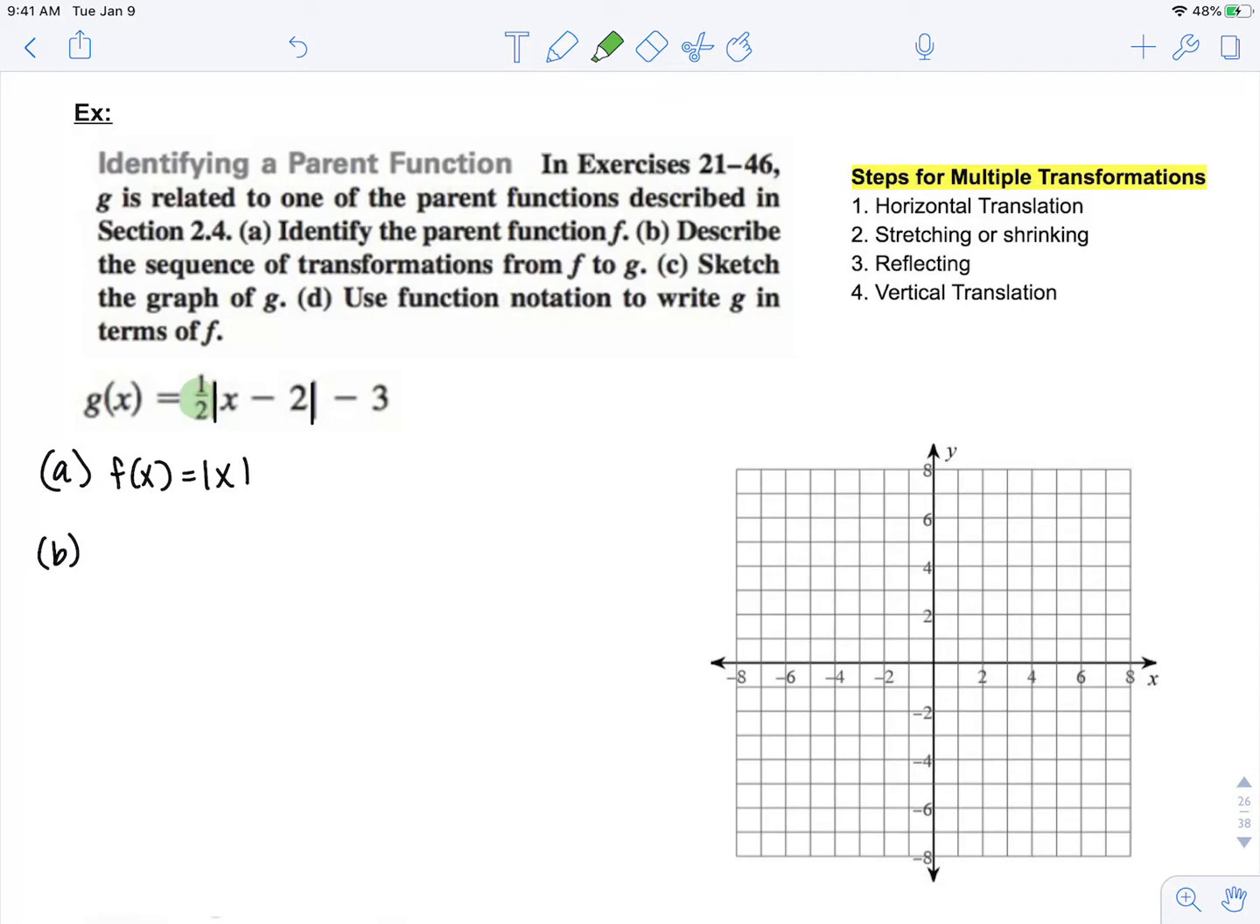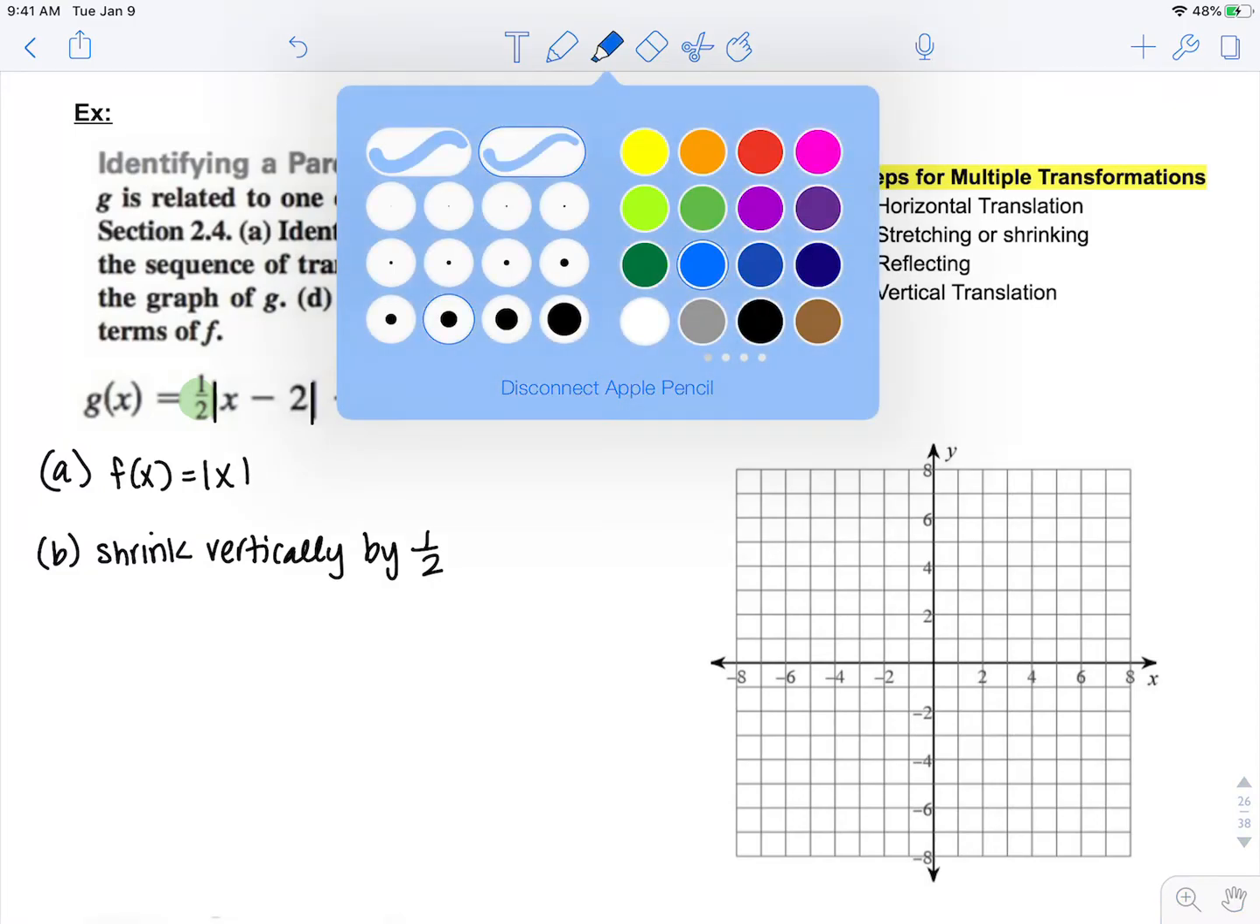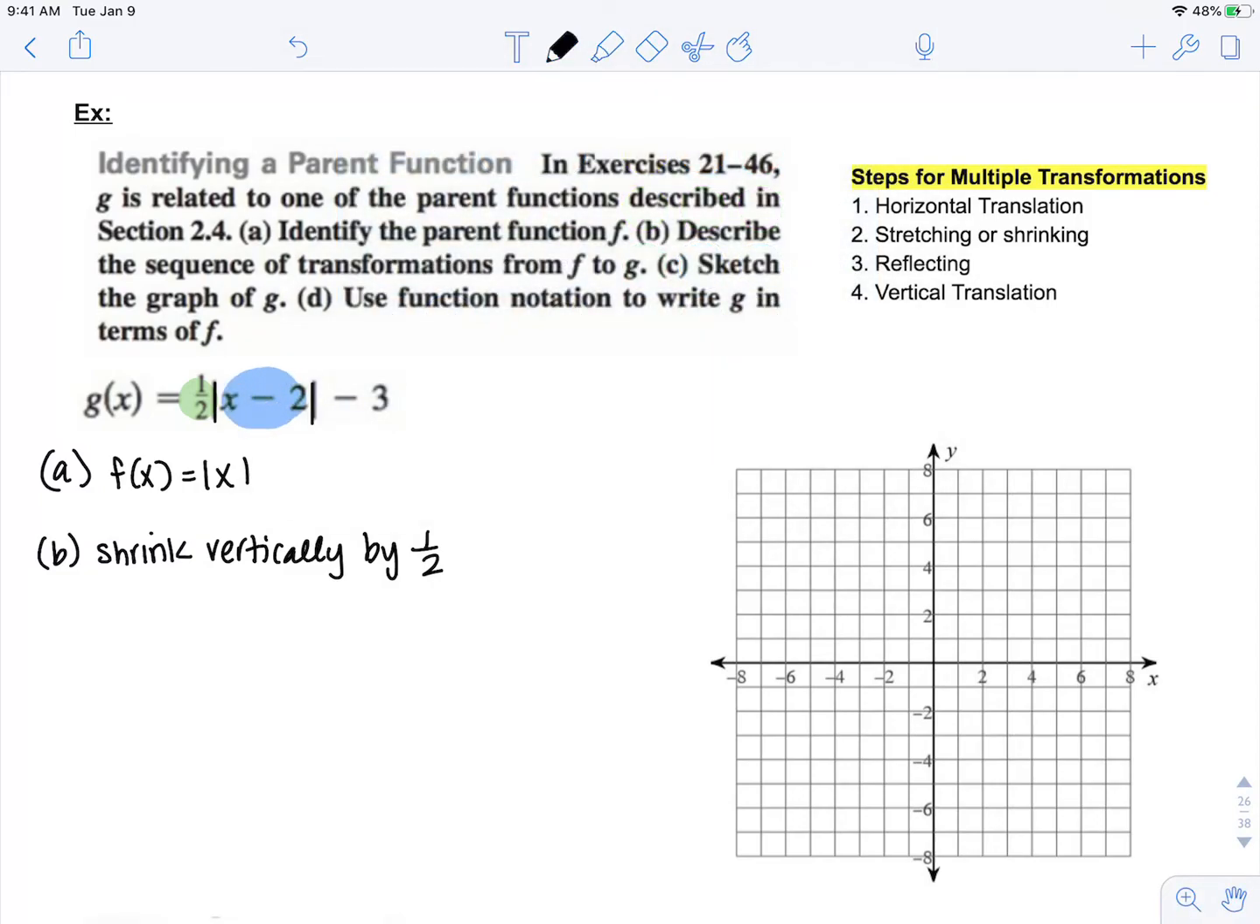Well, this 1/2 in front means that we shrink vertically by 1/2. This subtracting 2 from x means we shift to the right 2 units. And this subtraction on the end means we shift down 3 units.